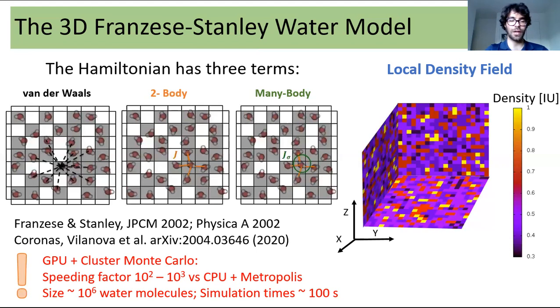We perform extremely efficient parallel cluster Monte Carlo simulations in the GPU, with speeding factors of the order of 100 or 1,000 times faster than sequential Metropolis in the CPU. We are able to achieve simulations of sizes including millions of water molecules and simulation times of around 100 seconds.